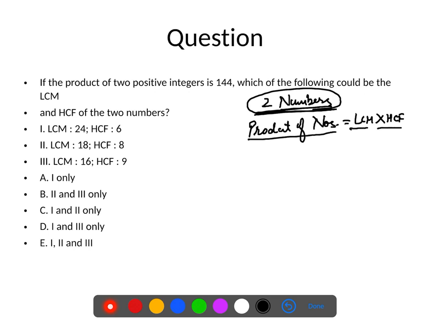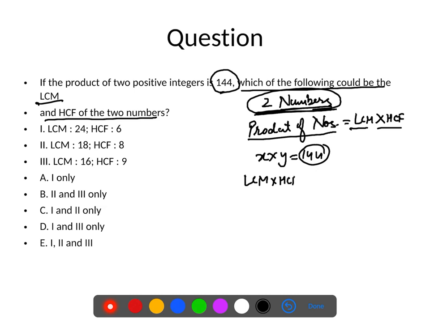So it says the product of the two positive numbers is 144. So let's say x into y is equal to 144. Okay, so which of the following could be the LCM and HCF of the two numbers? So LCM into HCF should also be 144, because that is product of the numbers. Okay, now let's see. So here the product would be 144. 18 into 8, again 144. 16 into 9, 144. So in all the three options, the product comes out to be 144.